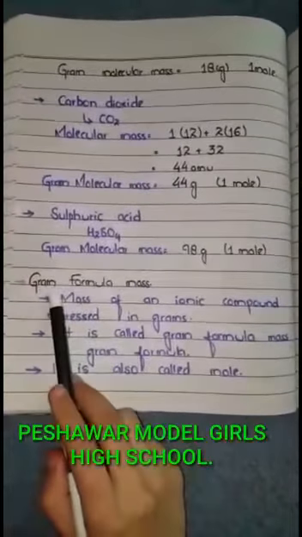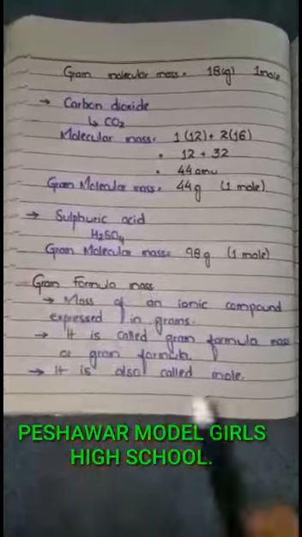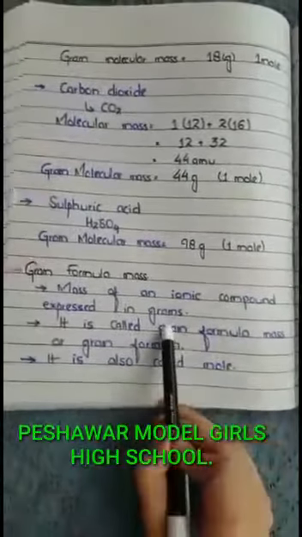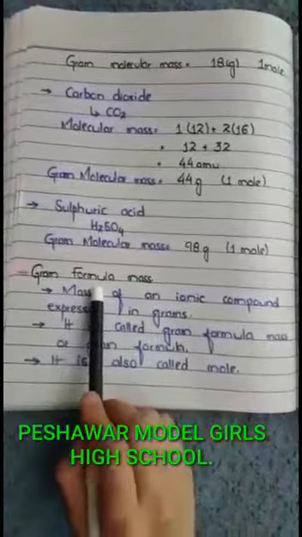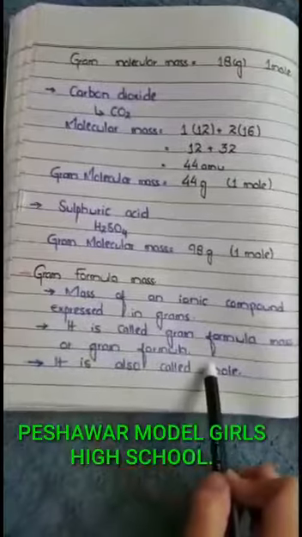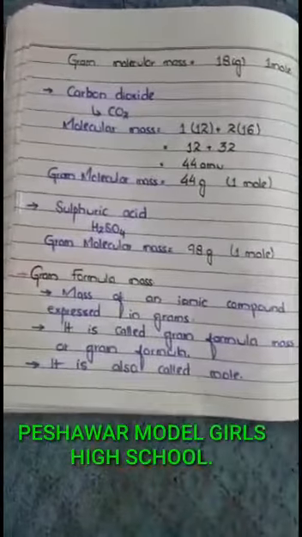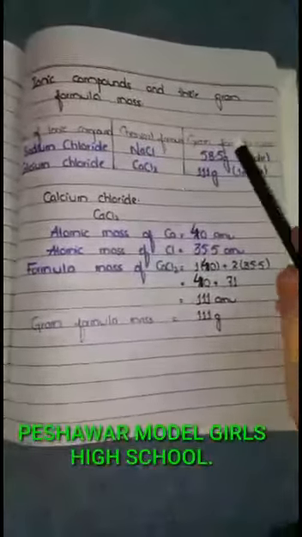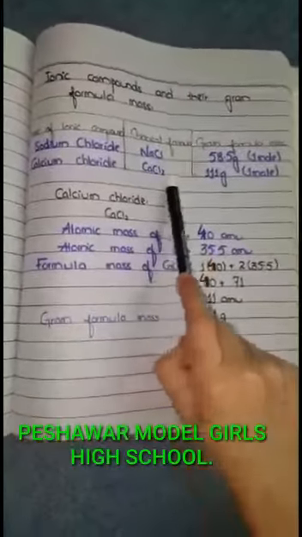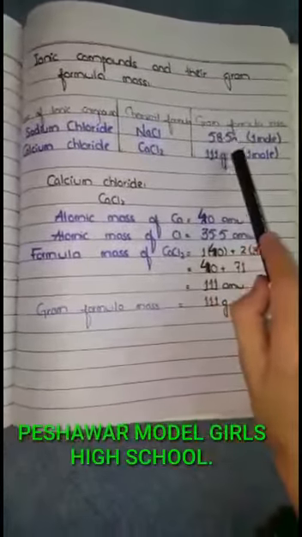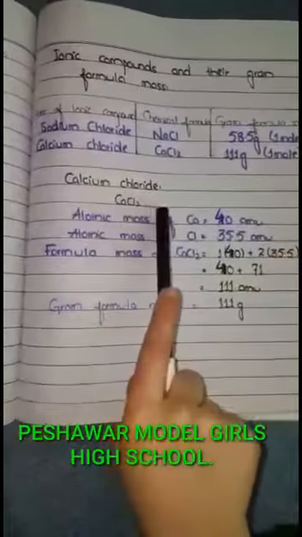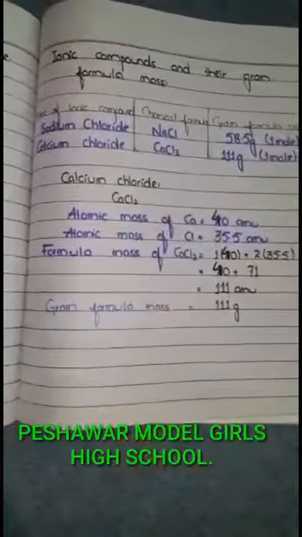Last one is gram formula mass. So, it means we are talking about ionic compounds. So, the mass of an ionic compound when it is expressed in grams, this is its gram formula mass, or we can also say that it is its gram formula, and this is also known as mole. Here are some ionic compounds with their gram formula mass: sodium chloride, calcium chloride, and their gram formula masses are 58.5 grams, 111 grams. Let us talk about calcium chloride, how we are going to calculate its formula mass.